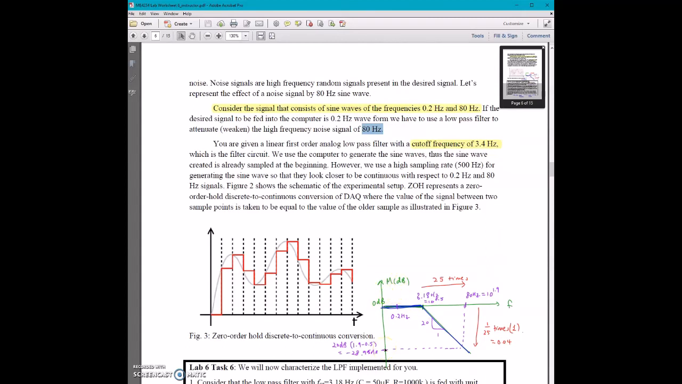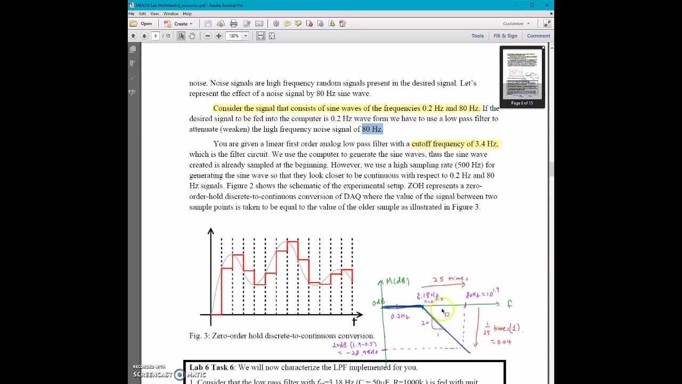This is the Bode plot of this filter that has a filter frequency at 3.18 hertz, and this is at 0 decibels. This is an asymptotic plot, so the actual plot should have some curving around the cutoff frequency. 0.2 hertz, which is well below 3.18 hertz, will not be affected by the filter. But 80 hertz noise is quite far away, and it will be filtered out.